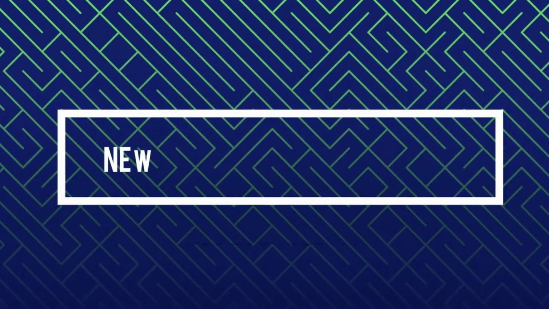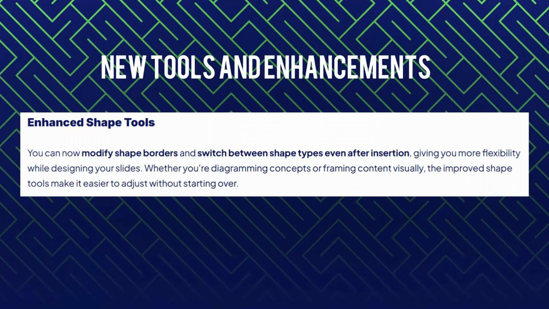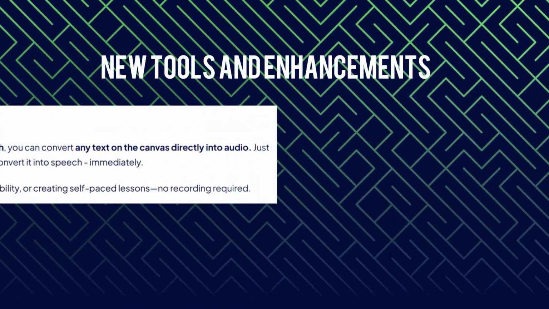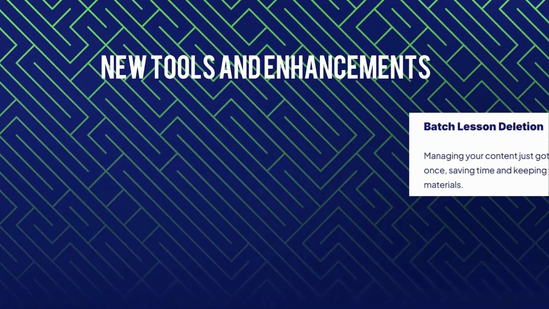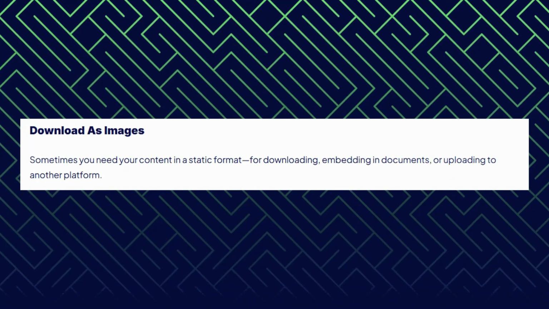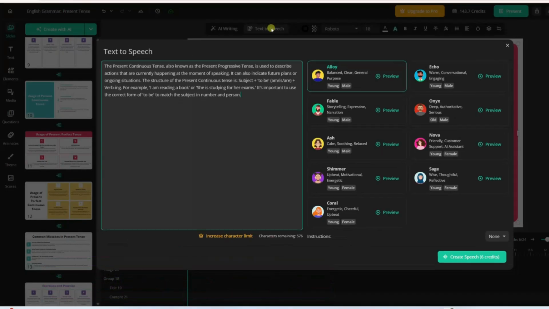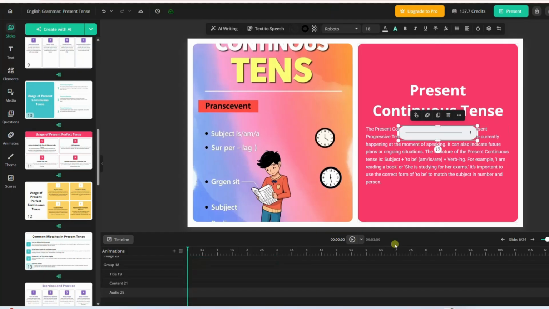Last but not least, we're very excited to bring you new tools and enhancements inside uPresenter. In this update, we are bringing you new enhancements for shape tools, text-to-speech, batch deletion, new timeline preview, and slide downloadability. With text-to-speech, you can convert any text on the canvas directly into audio. Just by clicking any element having text inside, you can convert it into speech immediately. It's perfect for adding voiceovers, enhancing accessibility, or creating self-paced lessons, no recording required.